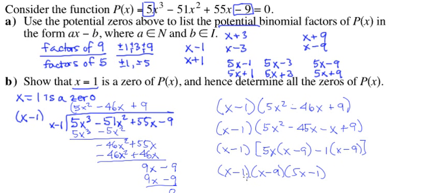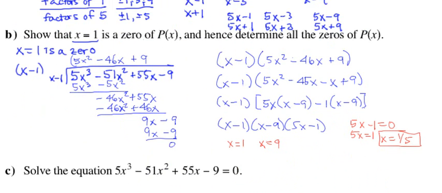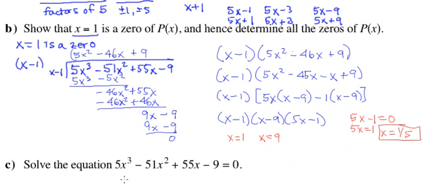And from each of these factors, we get one of our zeros. X minus 1 is a factor. That means x equals 1 is a 0. X minus 9 is a factor. That means x equals 9 is a 0. And if 5x minus 1 is a factor, that means if you can't eyeball this one, you just write equals 0 and then solve it. You get 5x equals 1. So x equals positive 1/5 is our last 0. And now the last part's kind of an anticlimax. We just did it. Solve the equation, blah, blah, blah, equals 0. The solutions are 1, 9, and 1/5.